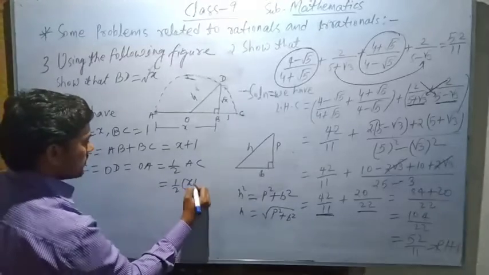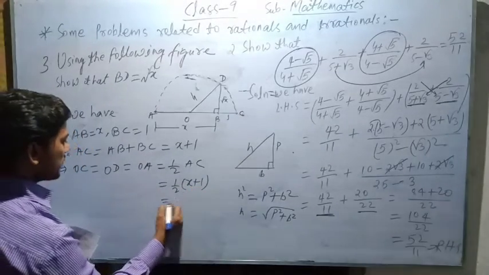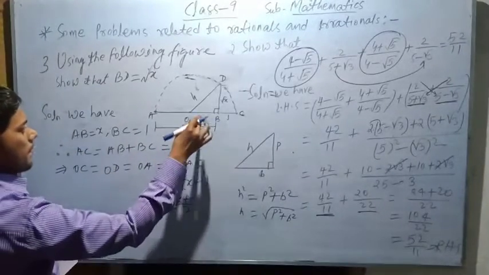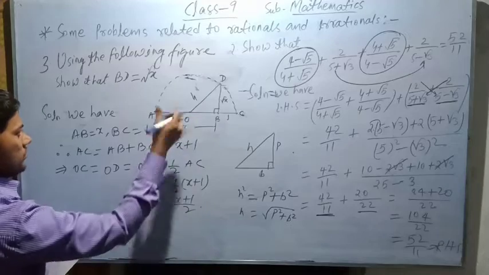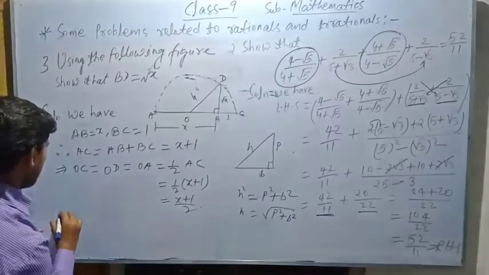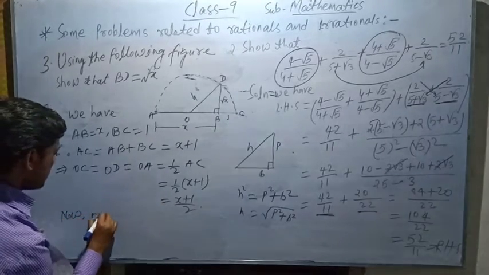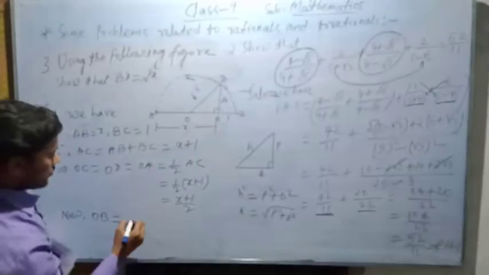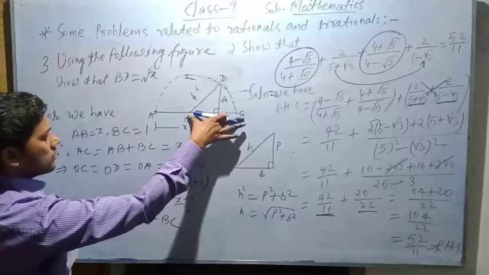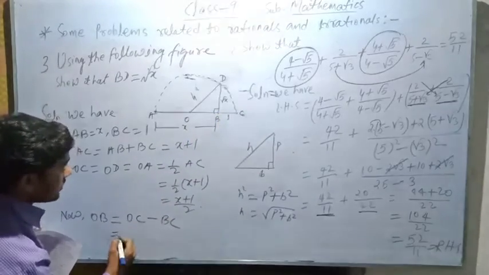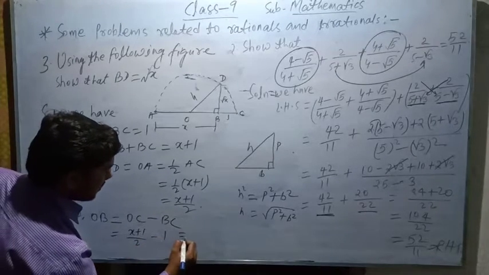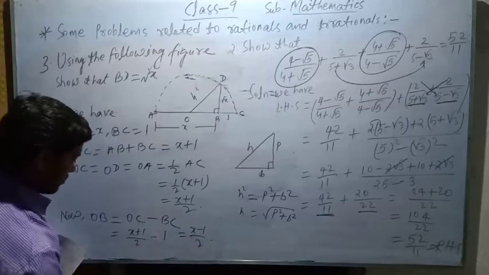Half of AC, and AC is x plus 1. It means OC is x plus 1 upon 2, and OA and OD are also x plus 1 upon 2. Now we need to find OB. OB is equal to OC minus BC. OC is x plus 1 upon 2 minus BC, which is 1. So OB is x minus 1 upon 2.